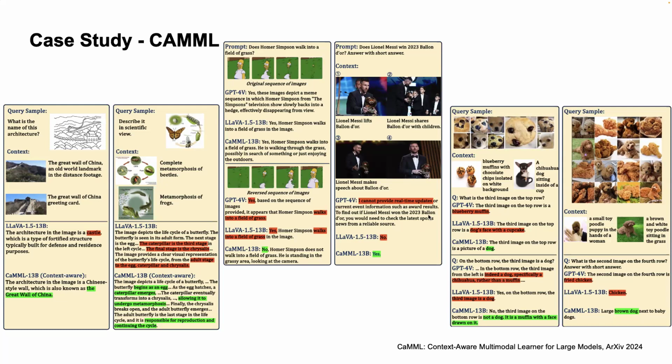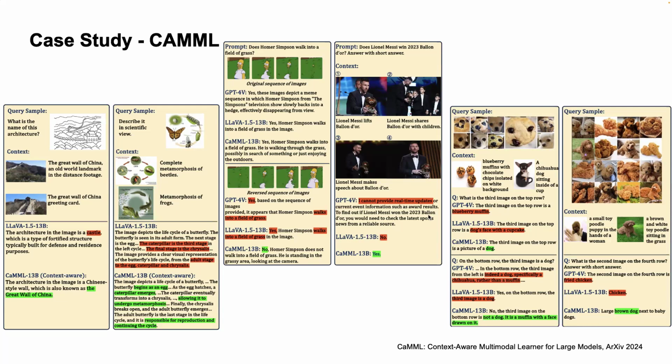And the next question is we give how to describe it in the scientific view. So it's a development of a butterfly, and then for the context example, we give them a development of a beetle and a frog. So they are having a similar development stage, and then we asked LLaVA and also Camel to answer the question, and LLaVA failed to answer it, saying that the caterpillar is the third stage, however, it's the second stage.